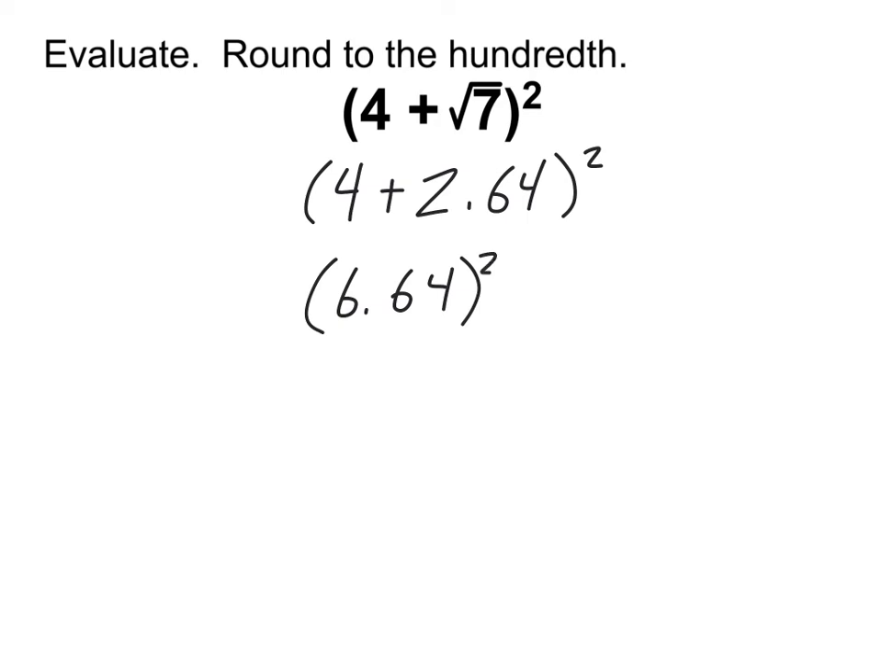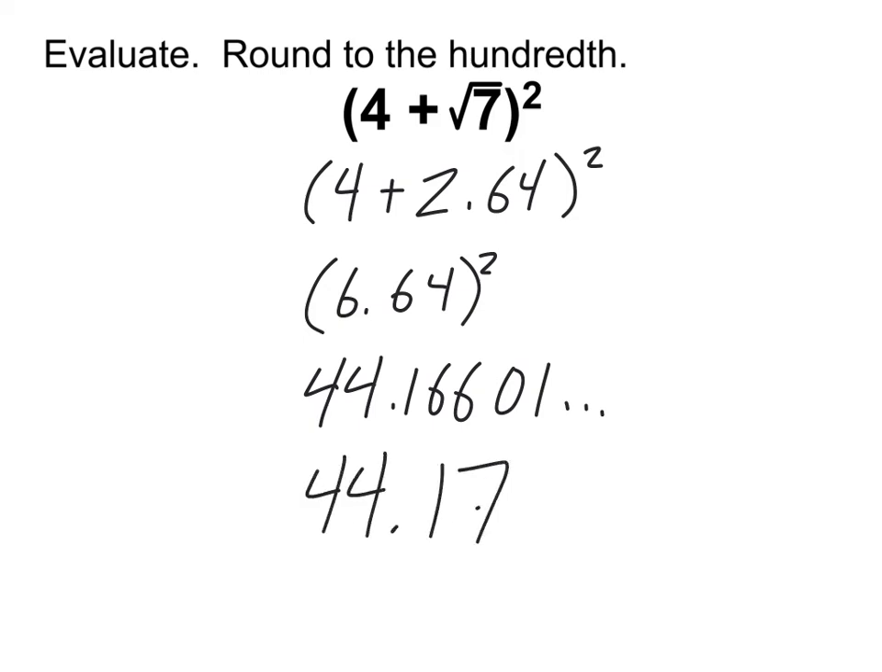And now I still have that big long decimal showing in my calculator. So this is now when you press the squared button. And when you press the squared button on this one, when we square that, we get 44.16601 and so on. Remember, your final answer still needs to be rounded to the hundredths. So our final answer then is 44.17.